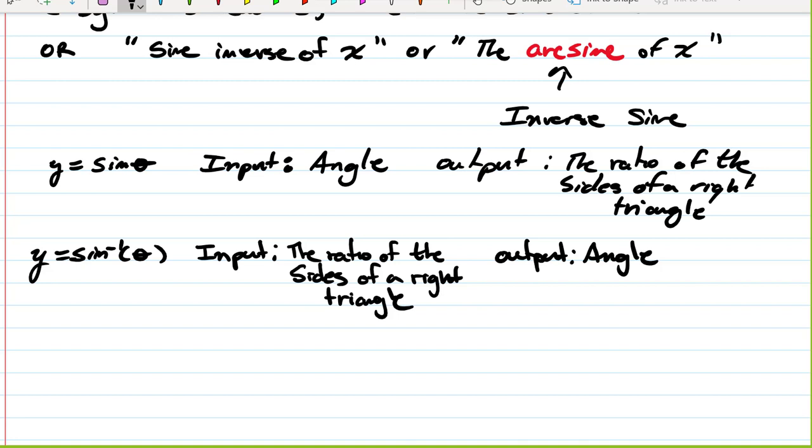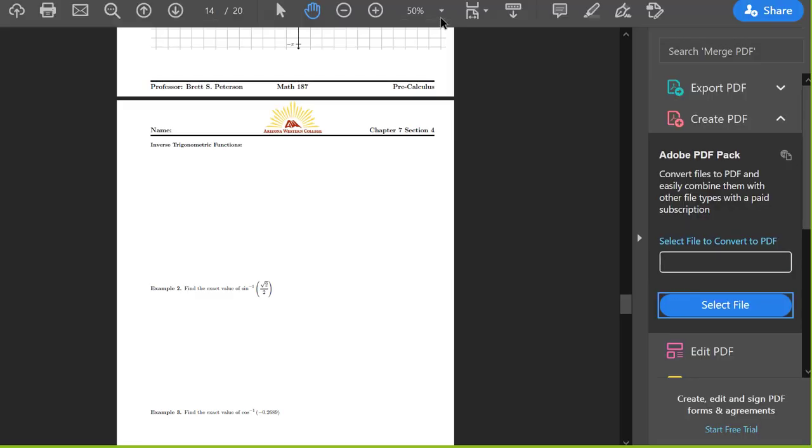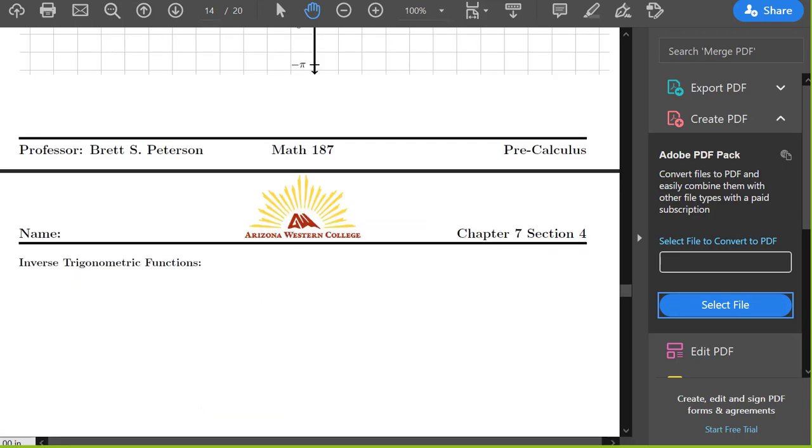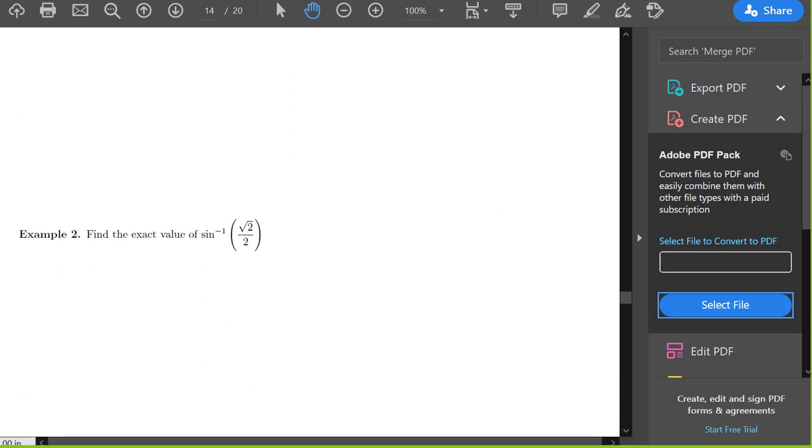All right. So let's take a look at example number 2, but let's zoom in a little bit. Example number 2.